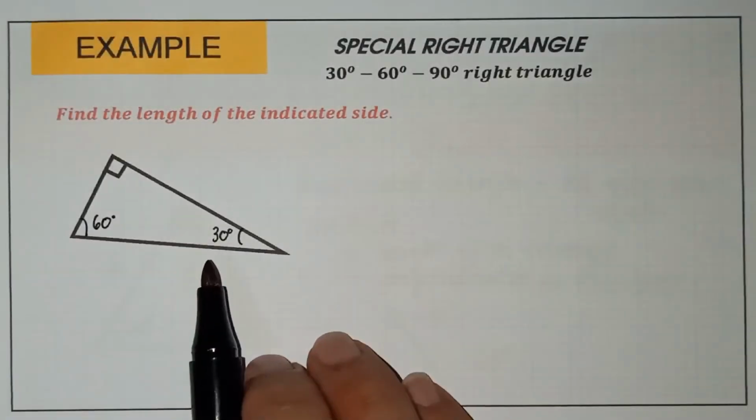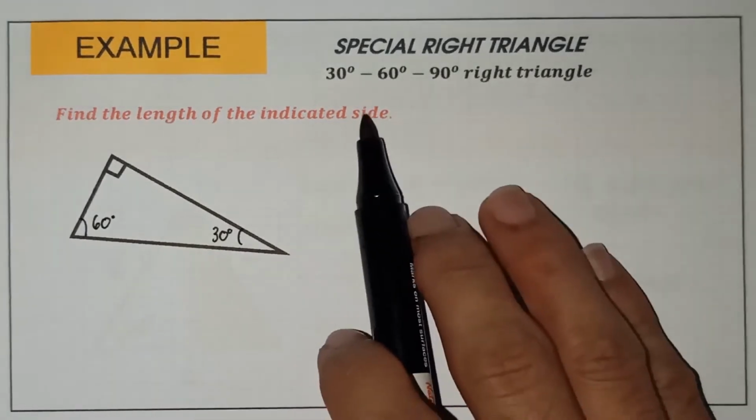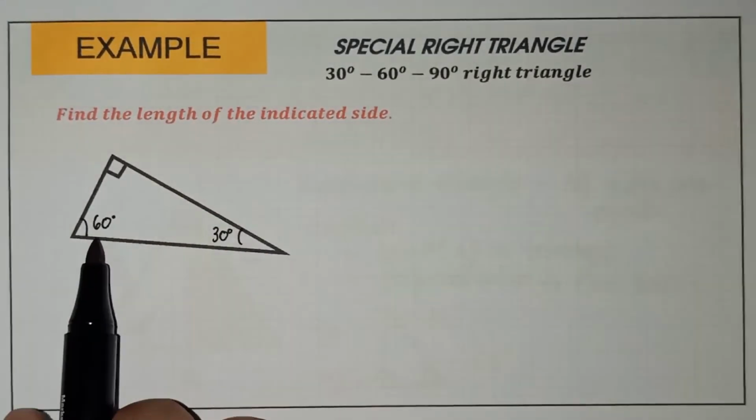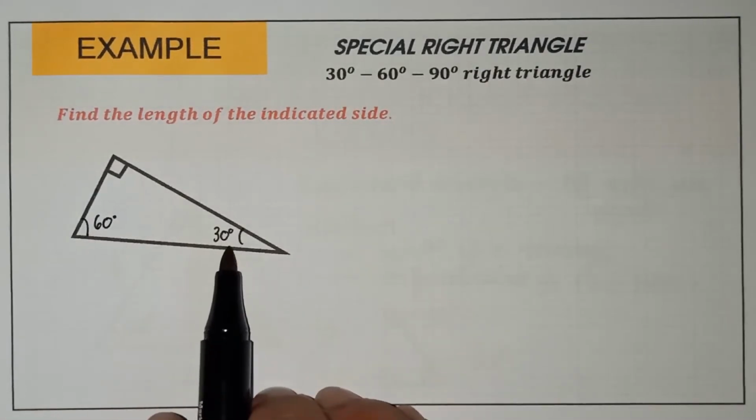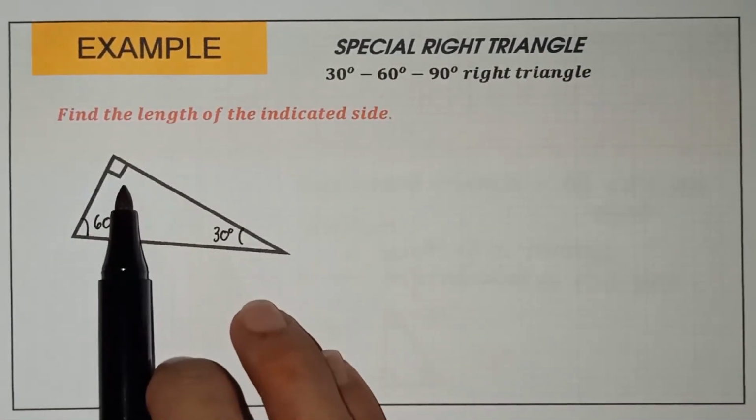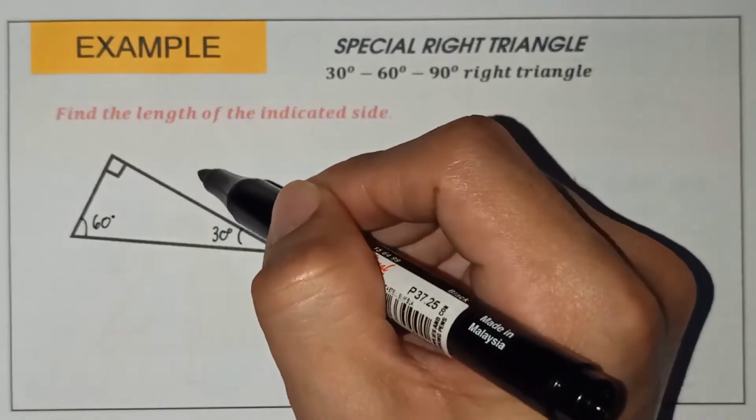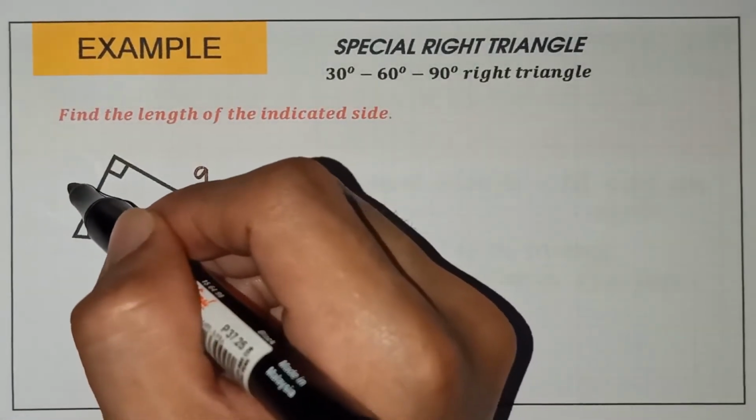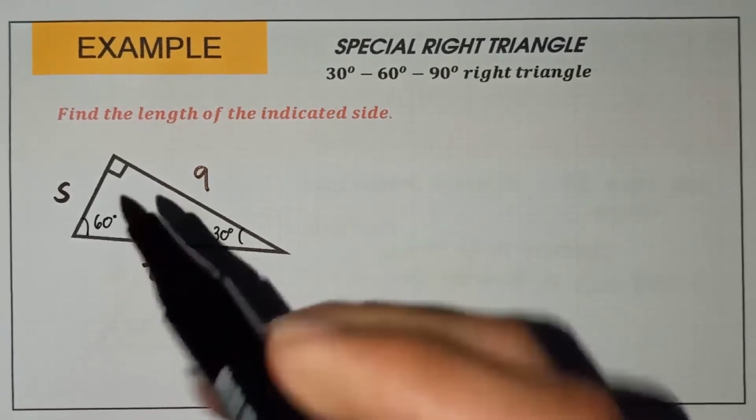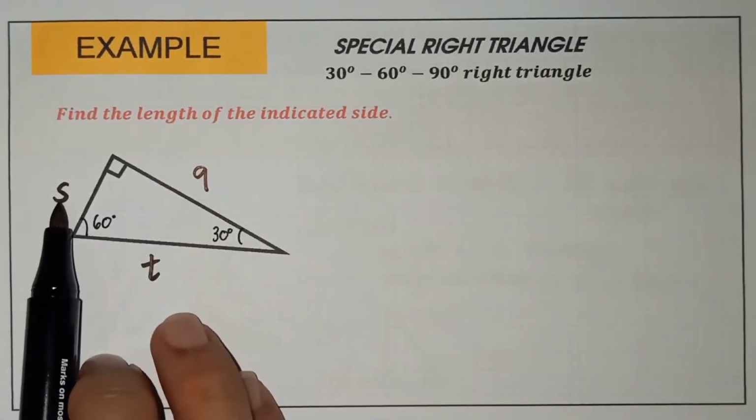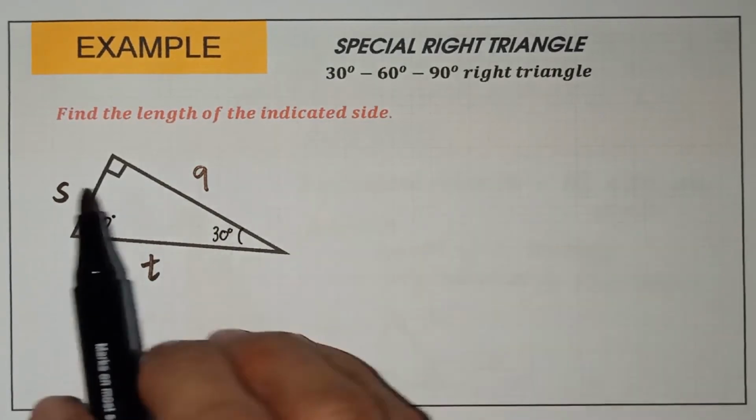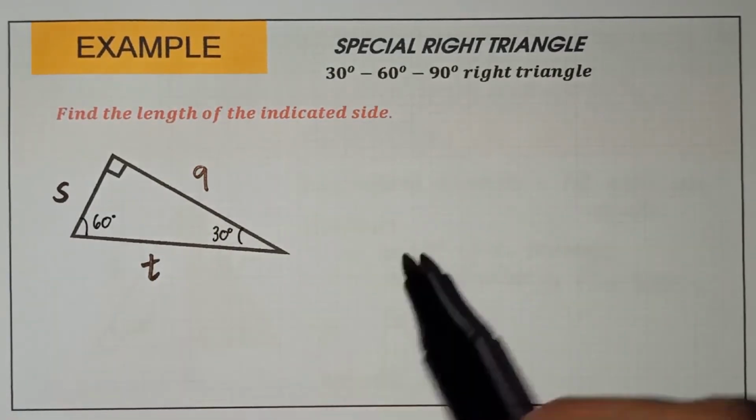For this example, we will apply the formula of the 30, 60, 90 right triangle. And this is the 60 degrees, the other one is 30 degrees, and this is 90 degrees. So let's say, for example, this is 9. We need to identify side S and side T. So how to find this side S and side T, or the value of S and the value of T?